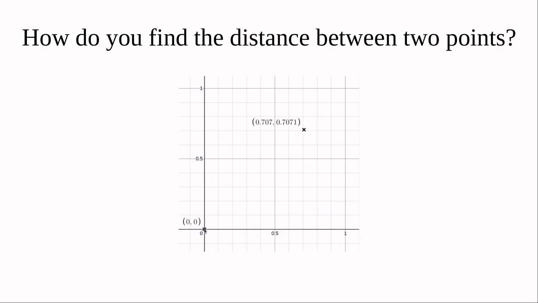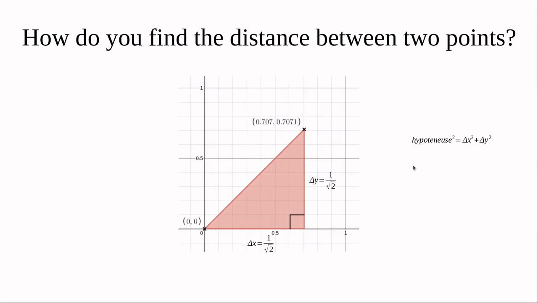So we want to find the distance between 0, 0 and 0.707. Now those among you that are more to grips with your square roots will realise that this is 1 over root 2. Again, we form our triangle and get our delta x, 1 over root 2, delta y, 1 over root 2. So hypotenuse squared is delta x squared plus delta y squared. Square root that, and 1 over root 2 squared is obviously a half, and a half plus a half is just 1.